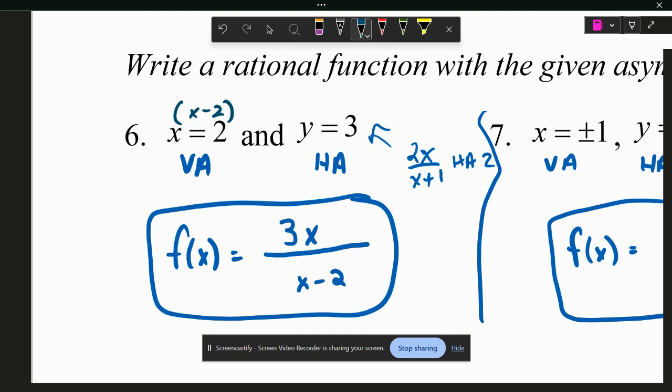If for some reason you had a horizontal asymptote of 2, like I showed here, it'd be 2 over 1 out front essentially. You don't have to write any of that down. That was just showing an extra example.